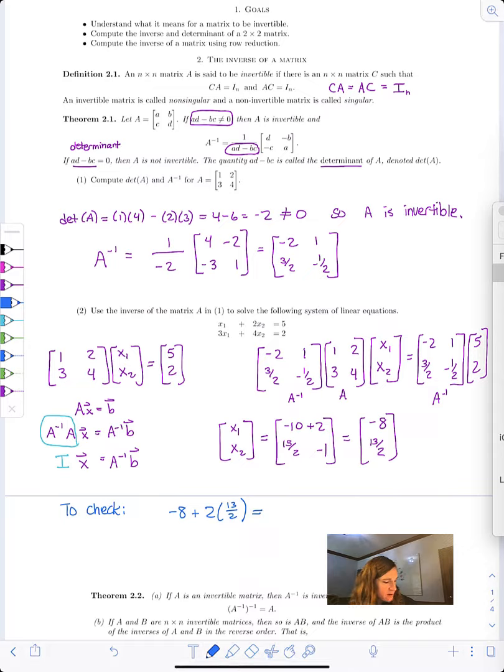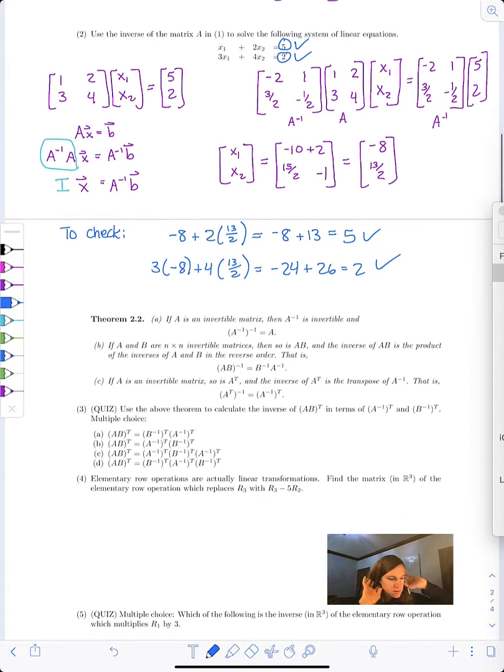And we see here, when we plugged in x1 and x2, we got -8 plus 13, which is 5, as we wanted. And if we plug in 3 times -8 plus 4 times 13 halves, well, that's -24 plus 26, which equals 2. And in most problems in linear algebra, you will be able to do something different to check your answer. So I encourage you to do that, especially as we're learning new material.